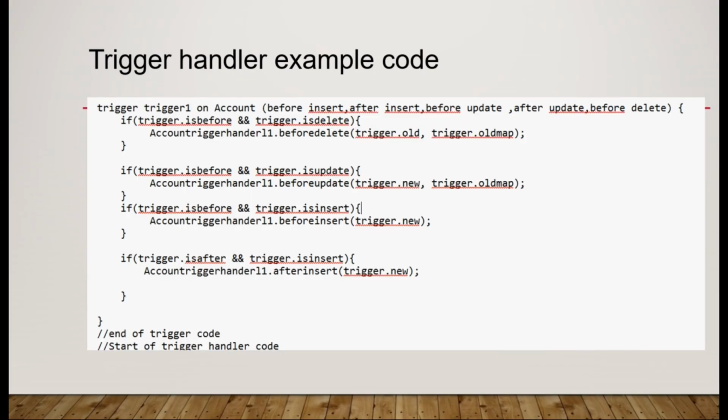So now let's look at the trigger example code. What you have to do is create a trigger on an object and handle all the events. But look here, hardly any actual business logic code lies in the trigger, only minimal code. See, before delete, before update, before insert, and this is where it lies. So you don't see any logic written over here.